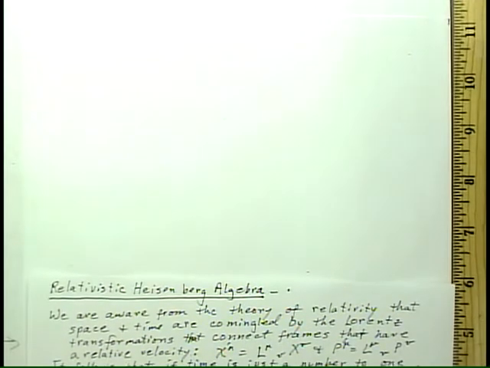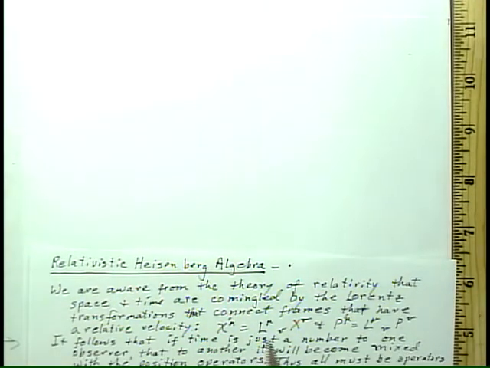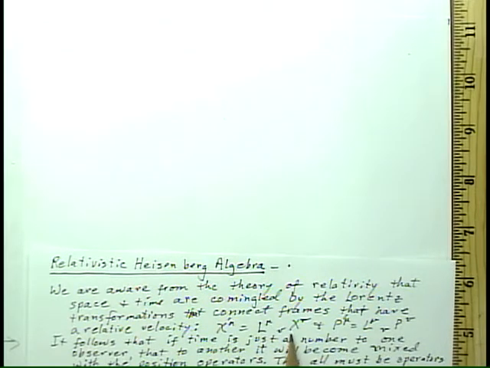We are aware from our theory of relativity that space and time are commingled by the Lorentz transformations. And so it's obvious that if we're going to have operators representing x, y, and z, then to another observer, those operators are going to be mixing up with the time. So time must be an operator on an equal footing with the position. And these 4 operators, x0, x1, x2, and x3, will form a contravariant vector when transforming under the Lorentz transformations as we've previously described.